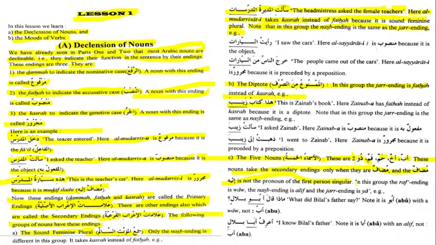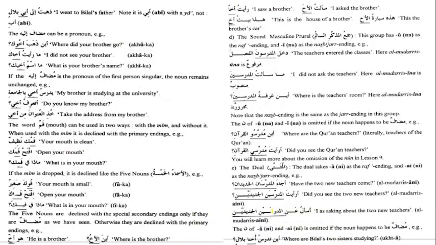Alright, in this group, the raf ending is waw, the nasb ending is alif, and the jar ending is ya. Example, ماذا قال أبو بلال? What did Bilal's father say? And then you see Abu with a waw. And we've taken this earlier.